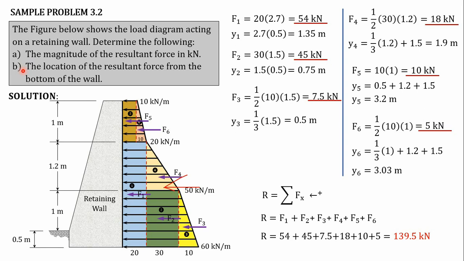And B, how about in solving B class? Location of the resultant force from the bottom of the wall. So gamit lang tayo ng Varignon's theorem class, na yung moment na produce ng resultant force is equal to the moment produced in every forces that act on the retaining wall. Gets nyo ako? So ito yung resultant force nito class.